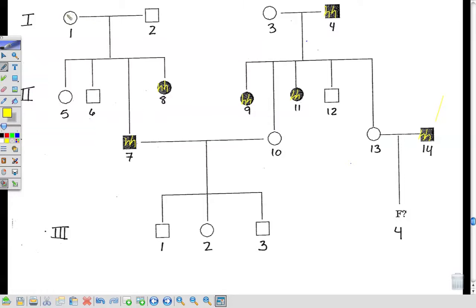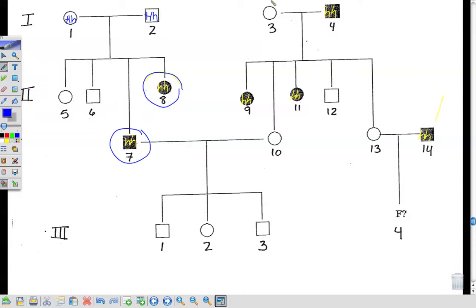So in order for individuals 1 and 2 in this first generation to have children that are homozygous recessive, the only way is for each of them to be able to give a little h. But we also know that they have a capital H because they aren't filled in, right? They have the dominant phenotype. And so we know about them.